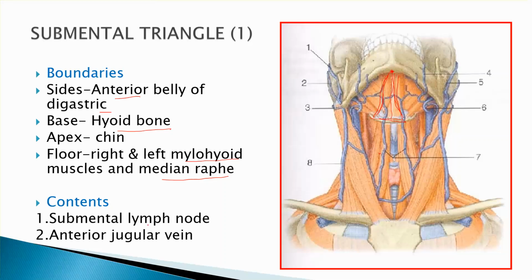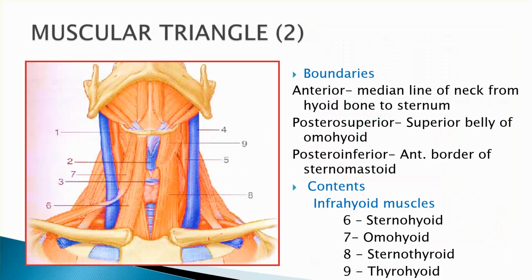Now, what are the contents? We can see the submental lymph node over here, and the blue colored structures are the veins, the anterior jugular vein. Now coming to number 2, the muscular triangle. Its boundaries are: anteriorly, the median line of the neck from the hyoid bone to the sternum, right in the center over here. So this is the midline.